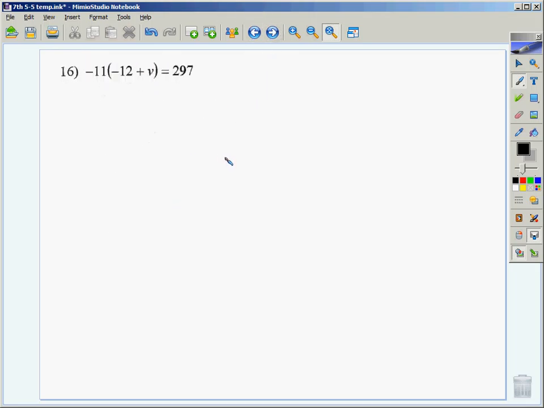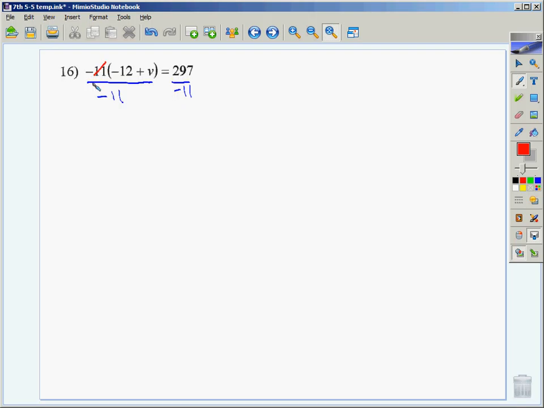Moving on, I think I skipped to number 16. We'll look at number 16 together. Remember, there's 2 different ways that you can do this. You could distribute this negative 11 through this parentheses. Or you could look at it and say, I see these parentheses are being multiplied, so to undo this multiplication, I'm going to divide. The larger these numbers are to work with, the better off you are to do the division first. So I'm going to divide both sides by a negative 11.